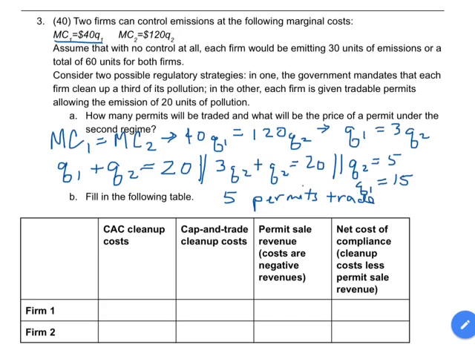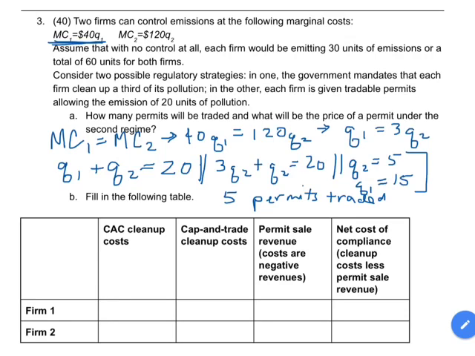Because if they didn't trade any permits, they'd each clean up 10 units of pollution. And this is where we're going to use that approximation. If 5 permits are traded, and firm 1 cleans up 15, firm 2 cleans up 5, we'll just assume that the price of a permit is equal to the marginal cost. We'll see in a moment that that's a little bit off. I'm going to do the stair-step supply and demand and show you that maybe in a separate screencast because that takes a little bit of time.